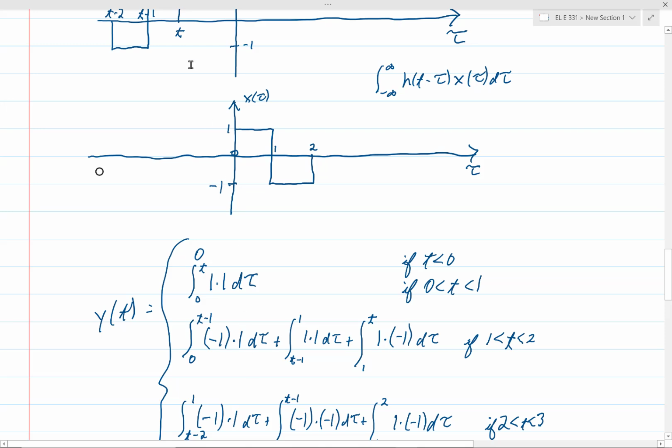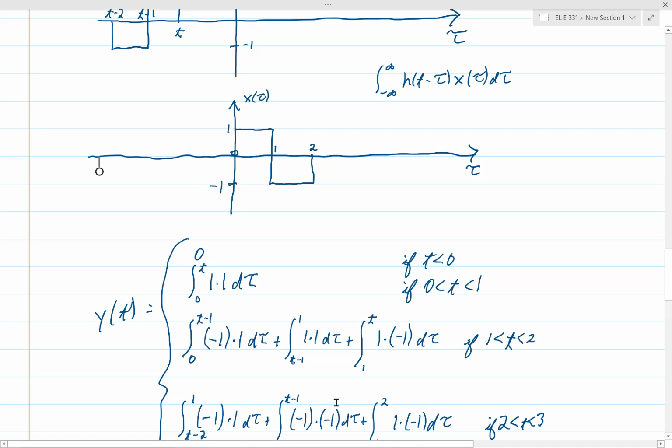Then again, t minus 1 is going to be somewhere between 1 and 2. So that means that this portion of the negative part of h will overlap with this part of the negative portion of x. So we'll have negative 1 times negative 1 in the integrand.